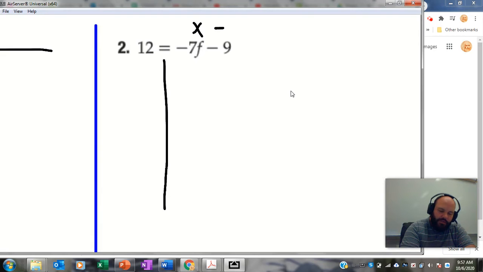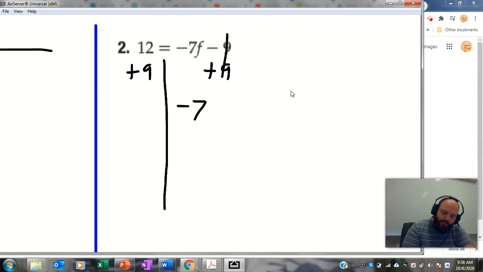So we're always going to undo addition or subtraction first, though. So I'm going to do that by adding 9 to this side, and then adding 9 to this side. And if you notice, I'm lining up the like terms so we know what is getting added to what. So these two cancel because negative 9 plus 9 is 0, and we're left with negative 7f. Now over here, I have 12 plus 9, which is 21, like that. All right, so we still have that negative 7.